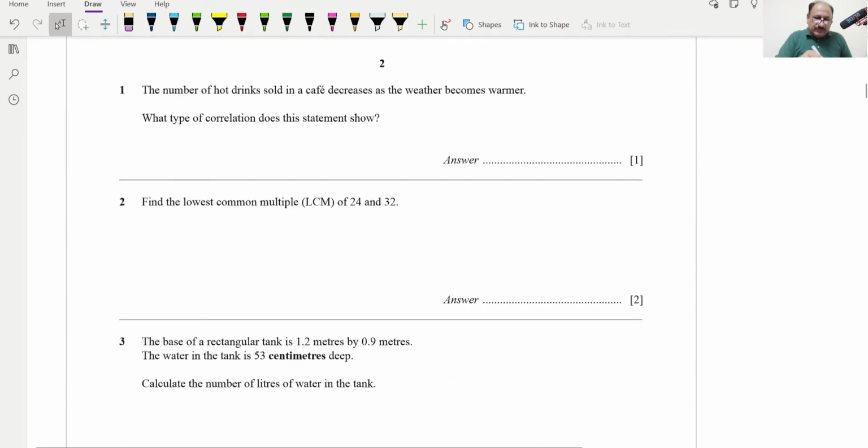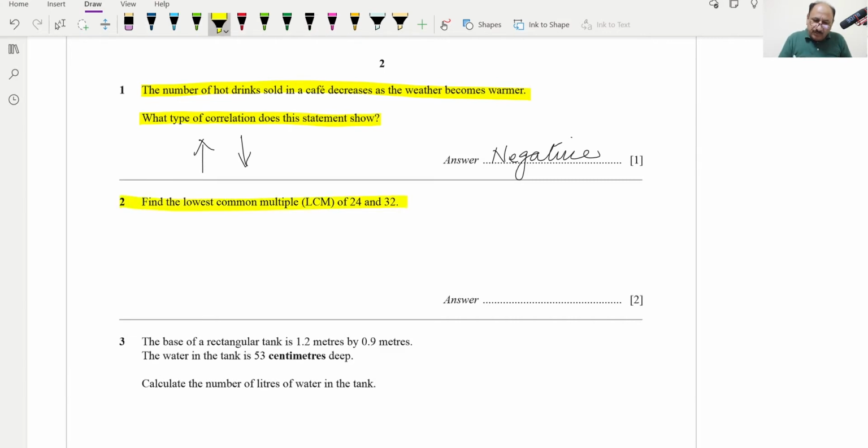Question number 1 says the number of hot drinks sold in a cafe decreases as the weather becomes warmer. So what type of correlation does this statement show? One quantity is increasing whereas the other one is decreasing. So this is known as negative correlation. So we will write negative correlation.